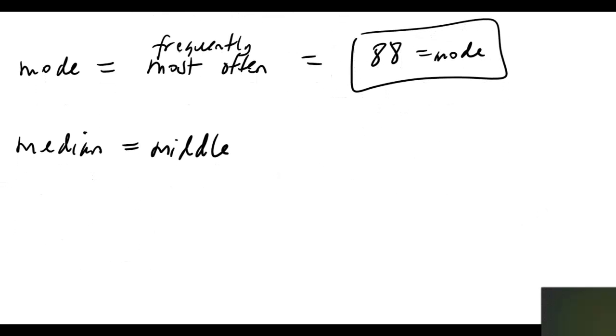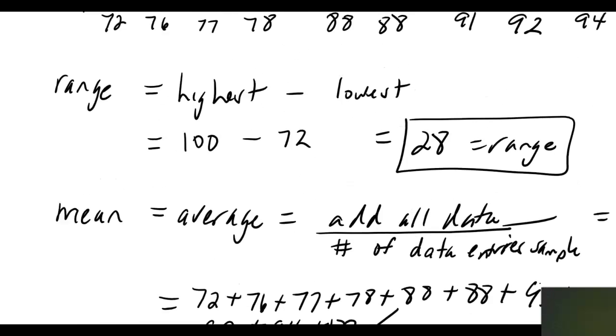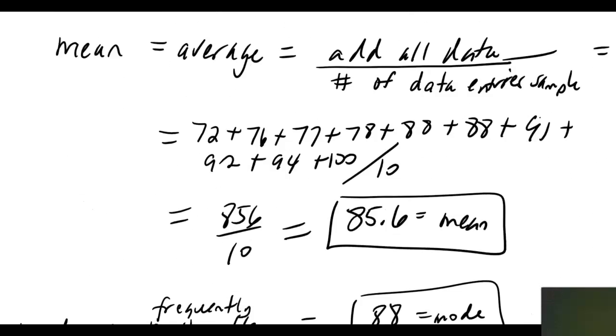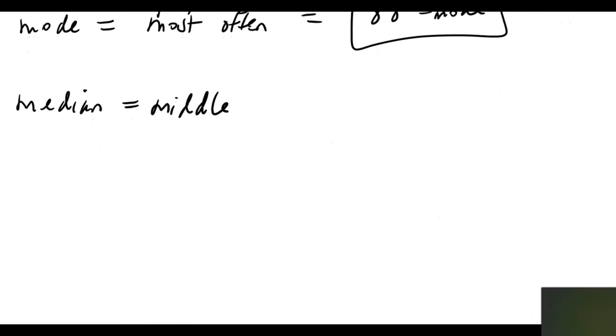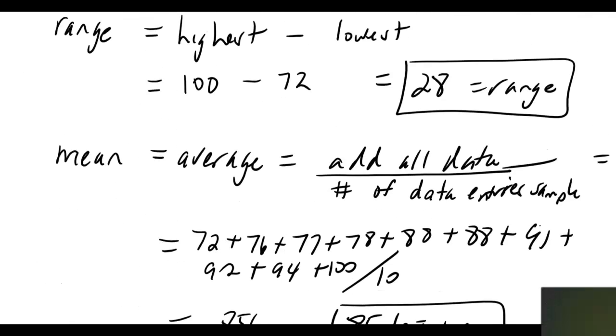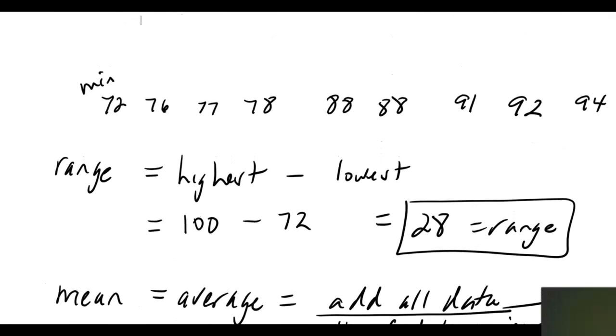The mode is the data entry that occurs most often, and so 88 occurred twice in our data set. So 88 is the mode. And now we want to find the median, which is the middle. I use a method to find the middle of the data, which I call just the counting off method.